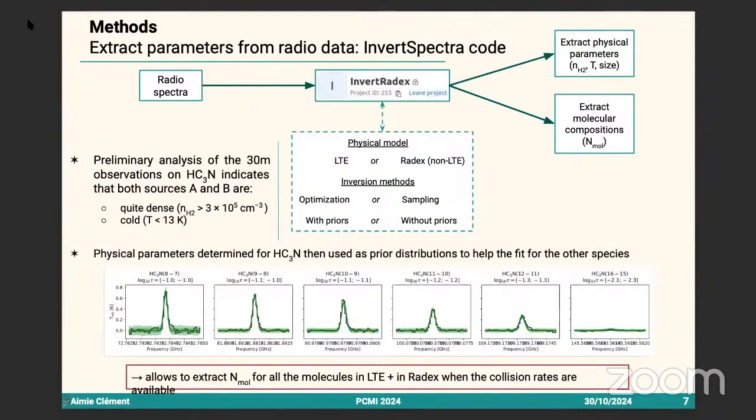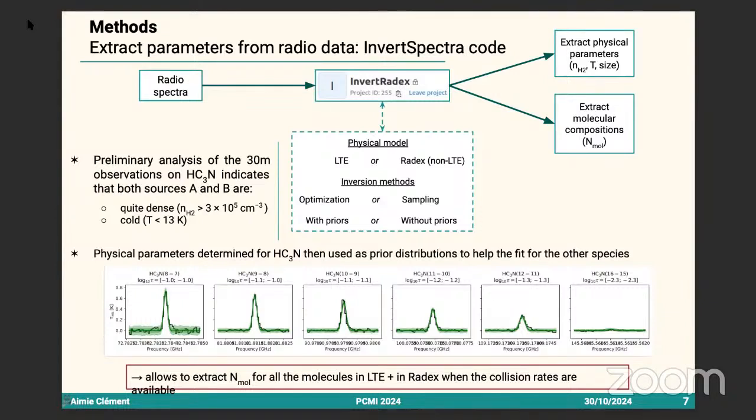It's a very busy slide, sorry. But to do that, we are working on a code which is called invert spectra, and it takes as an input the radio spectra, and then using different inversion methods, either optimization or sampling without priors, in LTE or in non-LTE, we are able to extract the physical parameters related to the molecules, the density, the temperature, the size, and also the molecular composition in terms of column densities.